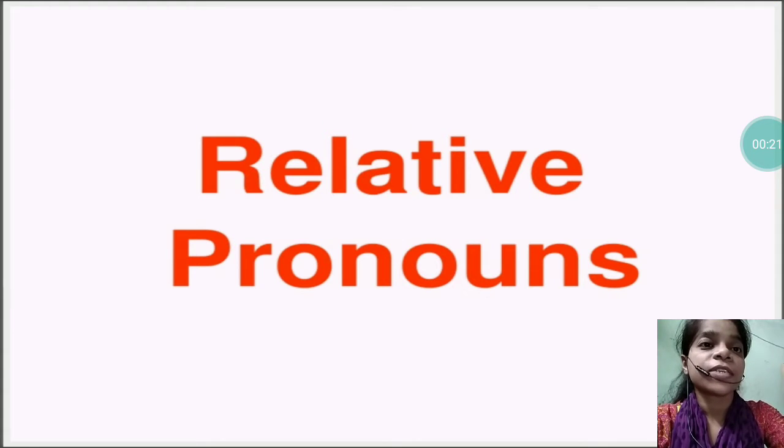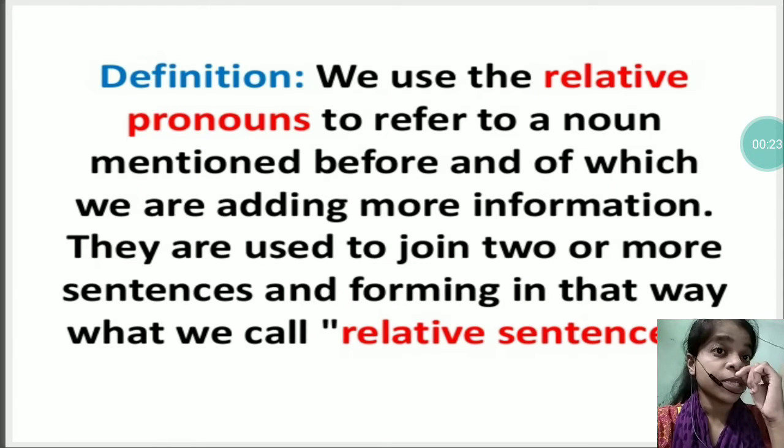So the definition of relative pronoun is: we use the relative pronoun to refer to a noun mentioned before, of which we are adding more information. They are used to join two or more sentences, forming in that way what we call relative sentences.